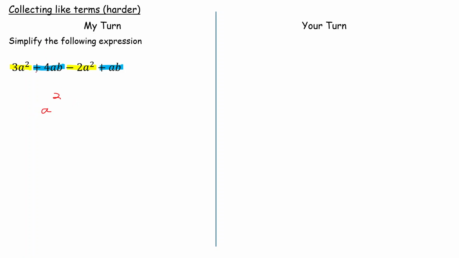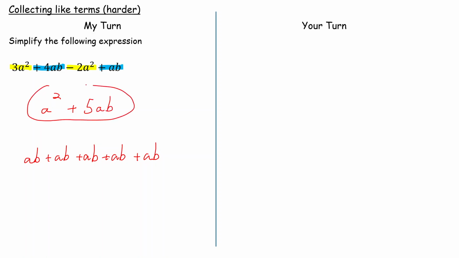You've then got a plus 4ab plus 1ab, and again, that just means 4ab is ab added to itself 4 times: 1, 2, 3, 4. If you add one more ab, you can see you've got 1, 2, 3, 4, 5. So 4 add 1 is plus 5ab. So this is your answer.